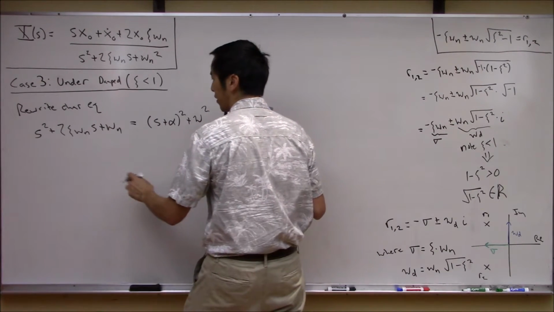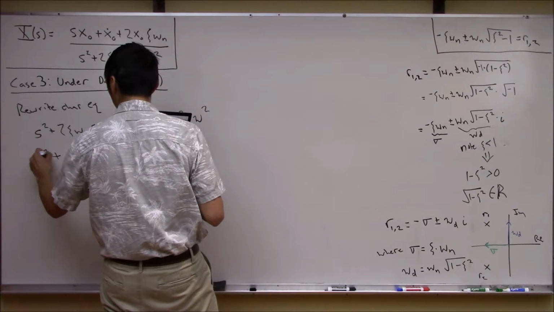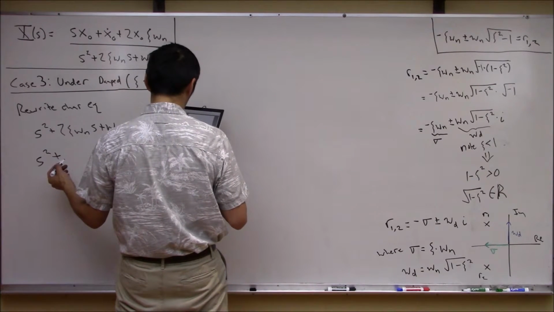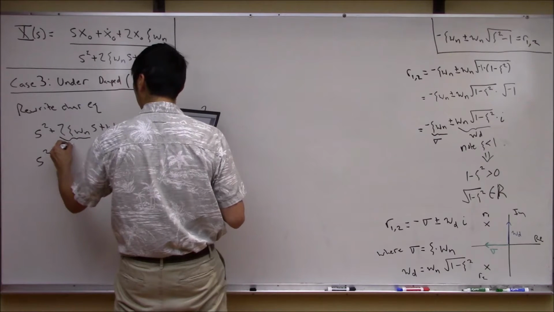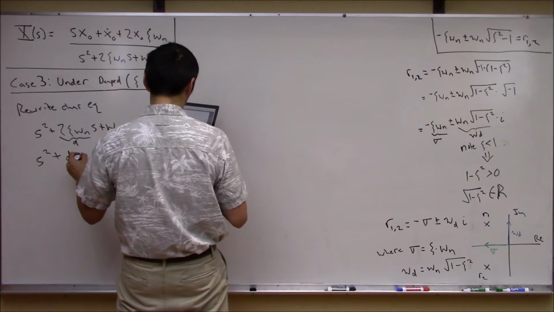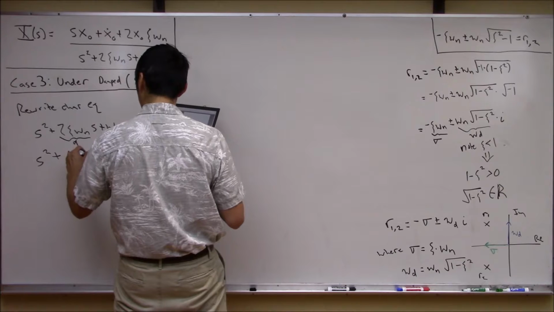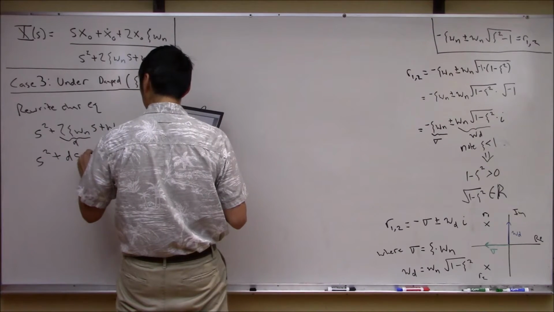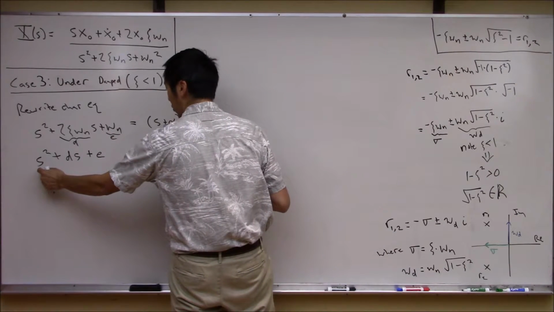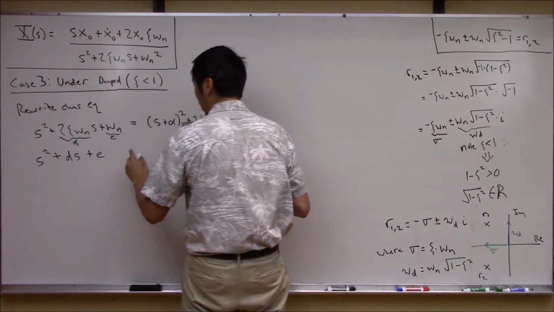You could do this easily. Maybe the easier intermediate step would be to call the coefficient of s, this whole gobbledygook, just some other constant, d. So we have s squared plus d s, and let's call the constant over here e. Again, that's a dumb substitution, but I just want to write this as s squared plus a constant times s plus a constant.